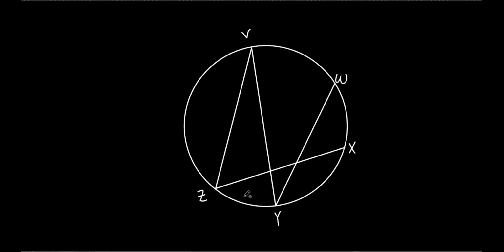And they tell you some stuff. They tell you that this little angle Z is 55 degrees. They tell you this arc VW is 60 degrees. Okay, and they want you to find two things. They want you to find part A, angle VYW. So they want you to find that, and then they want you to find arc WX.